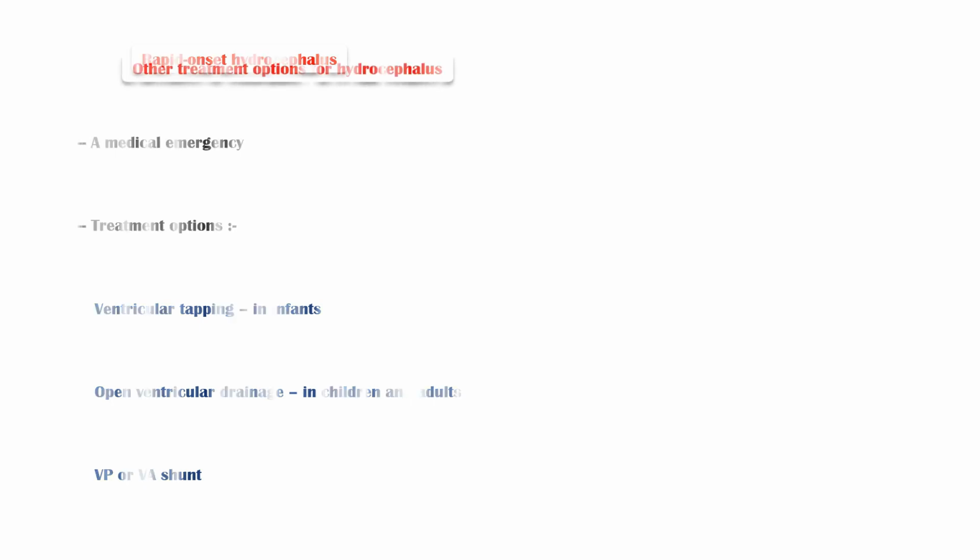Rapid onset hydrocephalus is a medical emergency and needs to be corrected immediately. Treatment options include ventricular tapping in infants, open ventricular drainage in children and adults, and ventriculoperitoneal or ventriculoatrial shunt placement. Other treatment options for hydrocephalus include choroid plexotomy or choroid plexus coagulation to reduce CSF formation, opening of stenosed aqueducts, and endoscopic fenestration of the third ventricle.